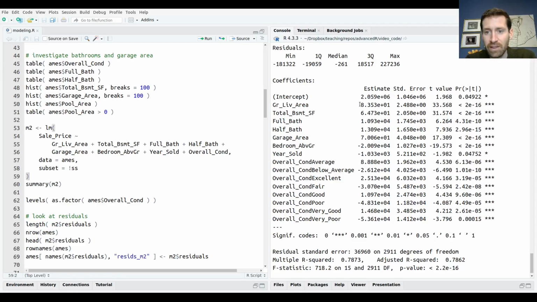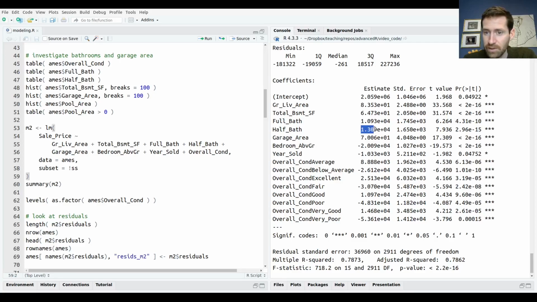This number is 83.5. So for each additional square foot, you get $83.5, which is a bit lower than what we saw before. It was 111. Basement square feet, you get less money per square foot of basement. That kind of makes sense. You get $10,000 or almost $11,000 for a full bathroom.